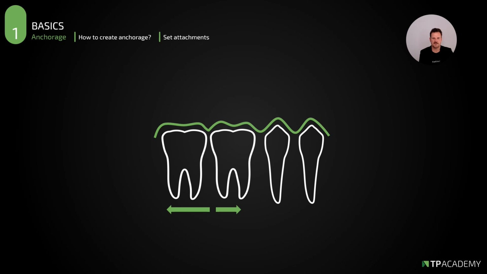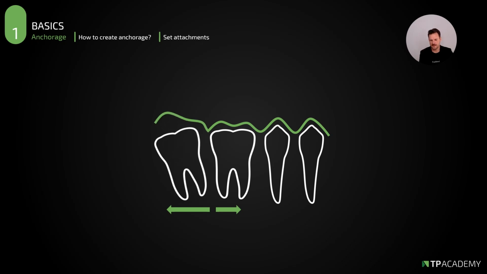How to create anchorage. What you can see here is what we can find sometimes. We have very short clinical crowns. We try to do some movements. We try to do a distalization movement. We try to upright a tooth or something like that. It's very easy, when the clinical crown is too short, when I don't have any anchorage, for the aligner not to be able to apply the right forces.